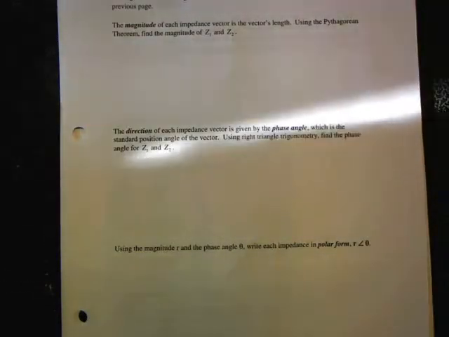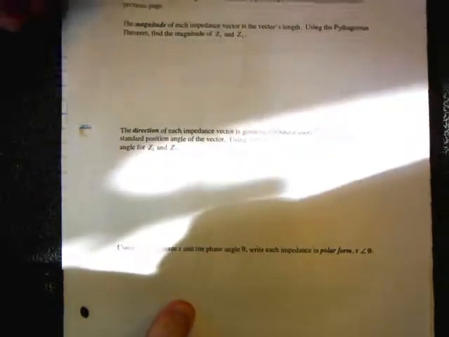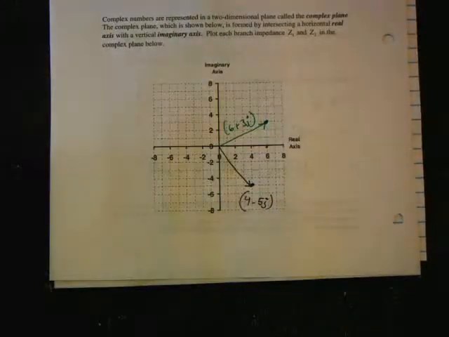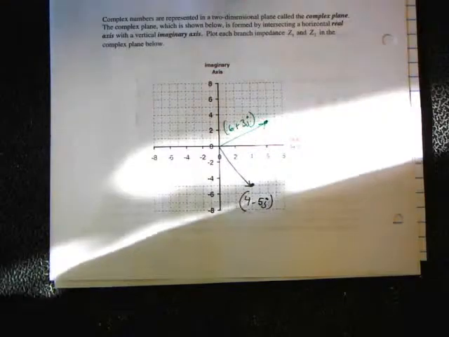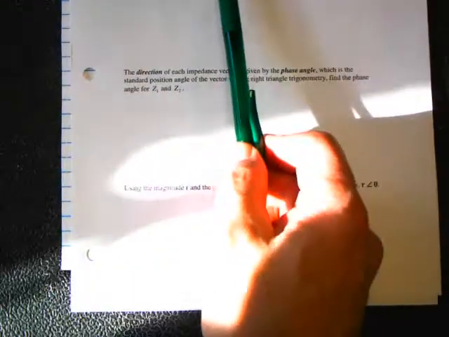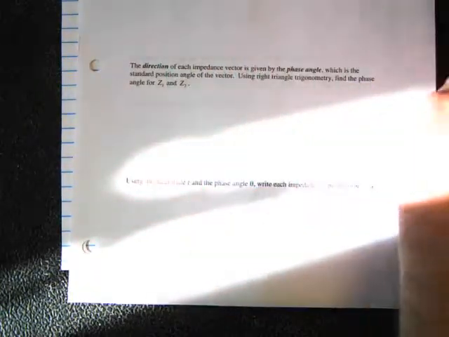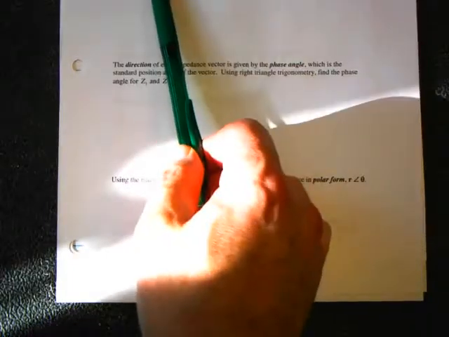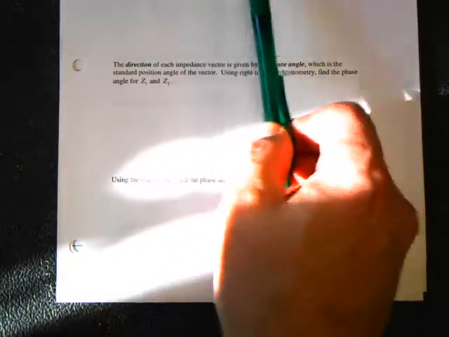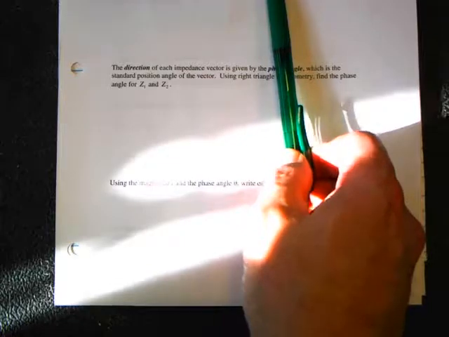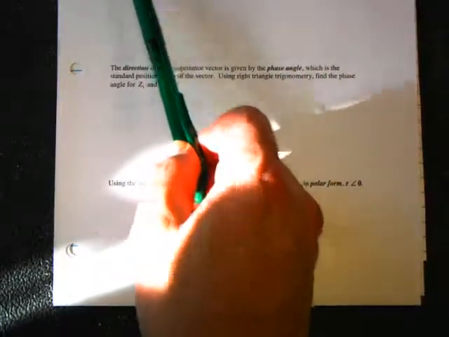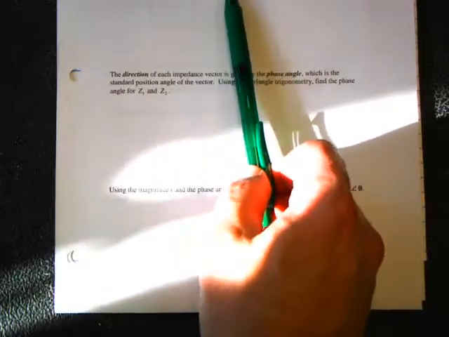In electricity, complex numbers are thought of as vectors. These vectors are called phasors. And so I already drew our two complex numbers as vectors, or more importantly, as phasors. There they are. Placing the tails at the origin, draw vectors z1 and z2 in the complex plane. We already did that. The magnitude of each impedance vector is the vector's length. Using the Pythagorean theorem, find the magnitude of z1 and z2.